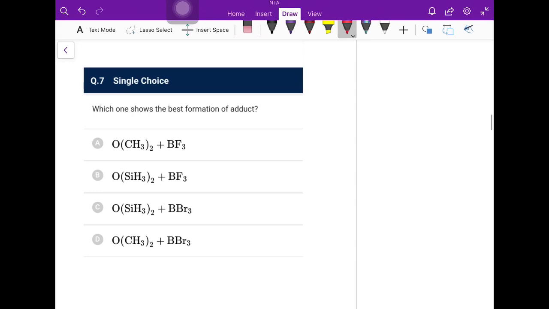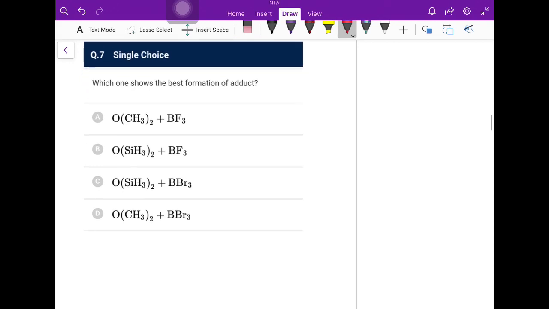Which one shows the best formation of adduct? For the best formation of adduct, we need a good nucleophile as well as a good electrophile. Out of BF3 and BBr3, BBr3 is the better electrophile because the overlap is poor. In BF3 there is 2p orbital overlap, and in BCl3 there is 2p and 3p orbital overlap, the p pi to p pi and p pi to d pi bond, what we say.